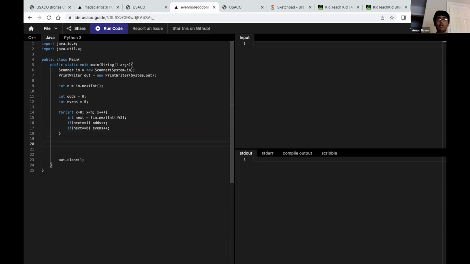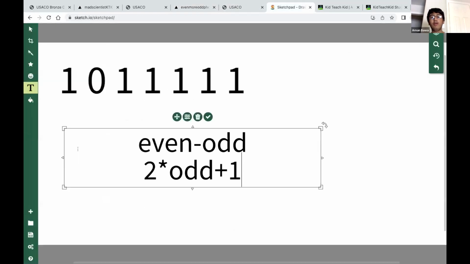So now I can do my greedy strategy. In order to do that, first of all, let me check if I have more evens than odds. So if evens is greater than odds, then, if evens is greater than or equal to odds. The thing is, if evens is equal to odds, I guess I'll just make it separate cases. If evens is greater than odds, then as I said before, my answer is going to be 2 times odds plus 1.